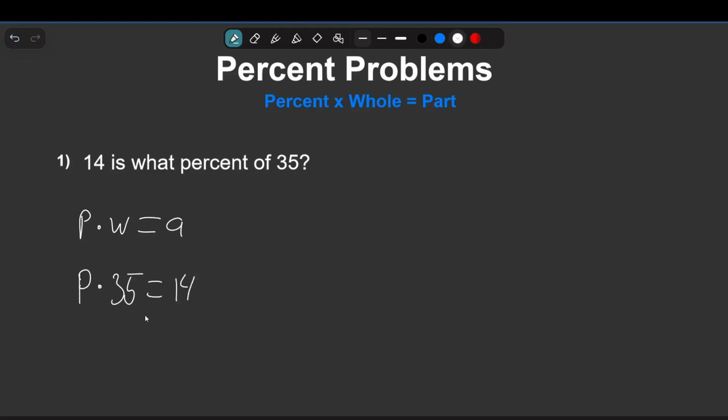So now we have to isolate our variable again. So we're going to do divided by 35 on both sides, like this. These two will cancel each other out, so we are just left with the P. And of course we have to divide the 14 as well, and this will be our next equation. So P equals 14 divided by 35.